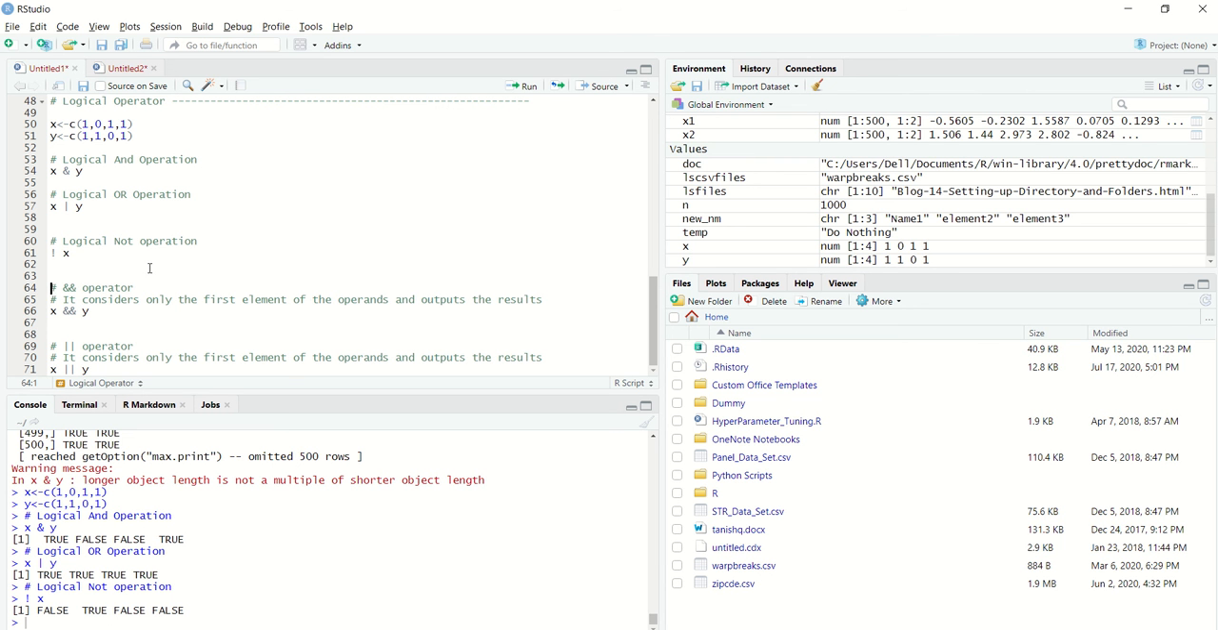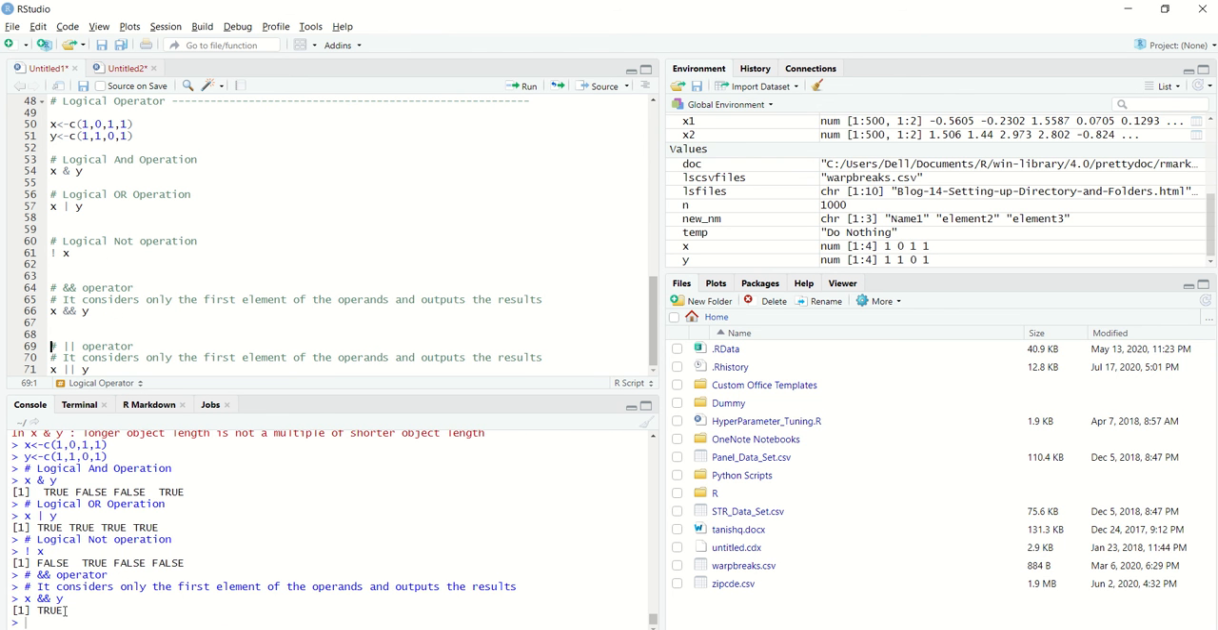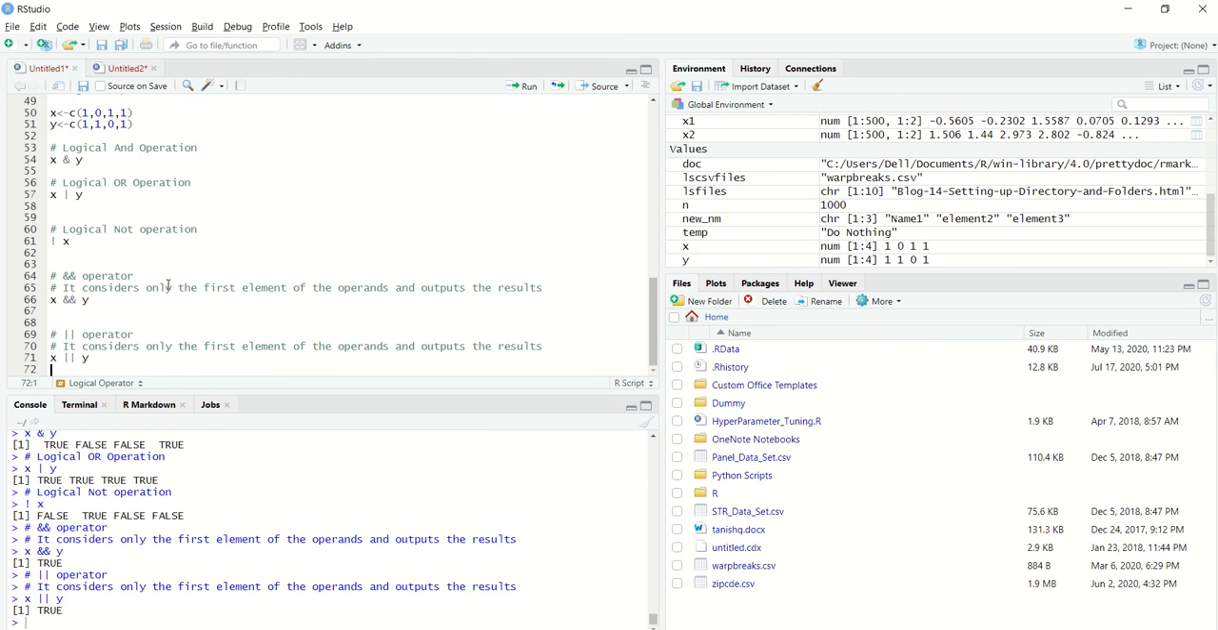Now there are operators such as double and and double or. The double and operator only takes the first place in the input into consideration and generates the result accordingly. So if I do x double and y, it will only do an AND of the first positions of x and y and generate the result. So it will be equal to true, as you can see here. Similarly, the x double or y operator will do an OR operation on the values present in the first position and then generate the result accordingly.